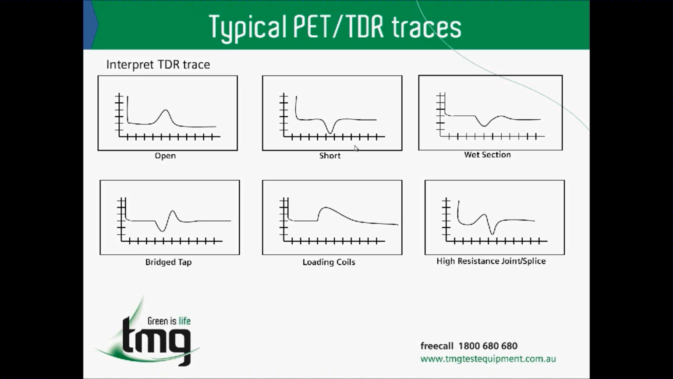Now, a loaded coil, we have a different graph, similar to an open, but as we can see, the attenuation is not being decreased in a linear form. We're having a sharp increase and then a gradual increase. A high resistance joint or splice is the opposite of what a bridge tap is, and that is a hill followed by a sharp, if you like, in a sense, valley.